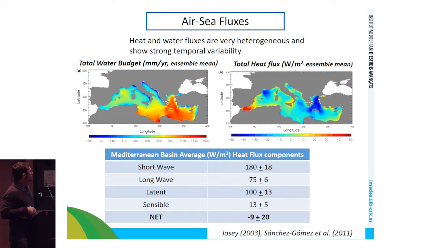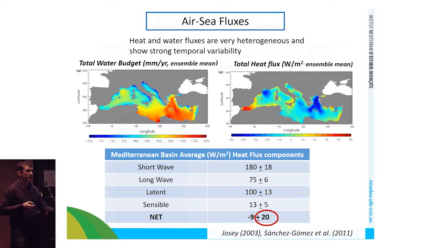For the Mediterranean, you can see how different these magnitudes are. Sorry, the sign is not right here. But in the end, all this adds up to minus 9 watts per square meter. You can see that we are adding and subtracting things that are much bigger than that. So errors in any of these terms have a strong impact on the net flux, which can be seen in the uncertainties linked to this value.